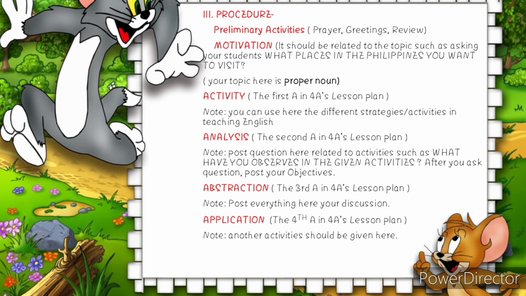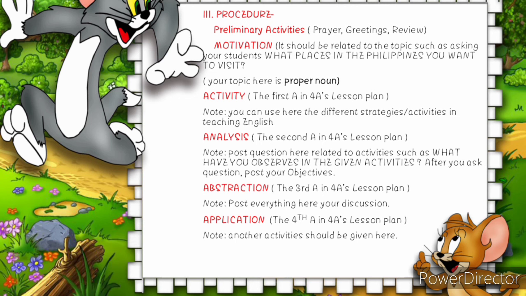After the presentation, here comes the second A, which is analysis. The teacher will ask questions to the students like, what have you observed in the given activity? Possibly the answer of the children is, ma'am, they are all names of people. So there's now a little glimpse of the concept.